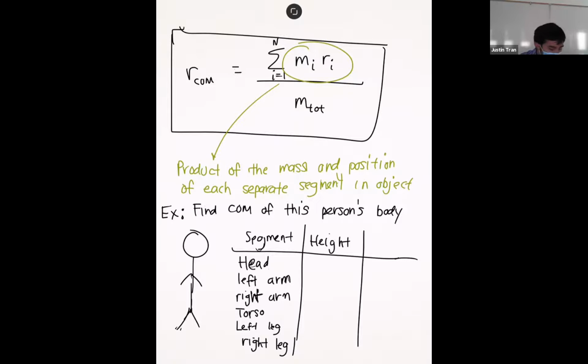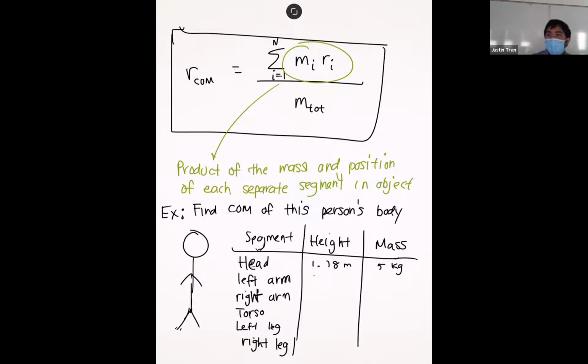All right, we'll list out how high off the ground these segments are, and we're also going to list out their mass. The head for this person is going to be 1.78 meters off the ground, and the head is going to have a mass of 5 kilograms.